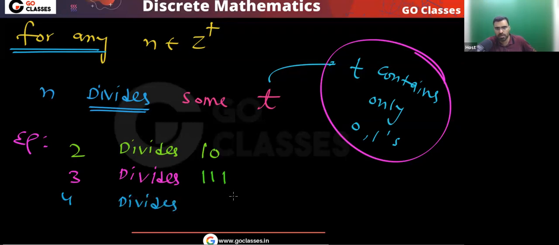4 divides whom? Means basically every number, whatever number you take, that will divide someone which contains only 0s and 1s. For example, 4 divides 1, 1, 0, 0, I think. Or maybe 1, 0, 0. 1, 1, 0, 0 will also work. Right? Okay. So I hope you understand this point.